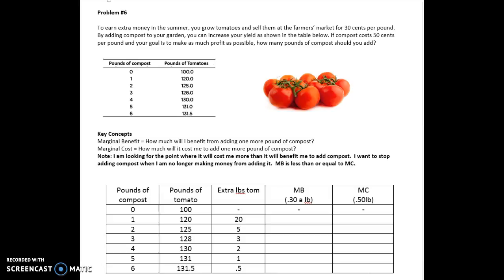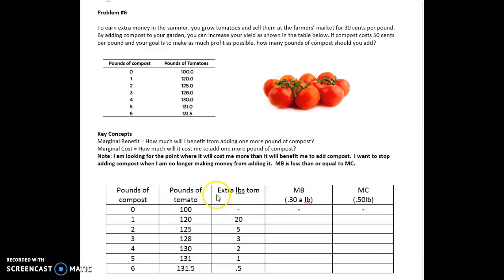So one of the things that I would recommend is making a chart, as I have displayed here. This is how I solved this problem. What I did is in the first 2 columns, I just copied the chart that I included in the problem here. So as you can see, I've got my pounds of compost and then my pounds of tomatoes. And I just copied those over. So what I am wanting to find out is how many extra pounds of tomatoes do I get in each instance from adding the pounds of compost?